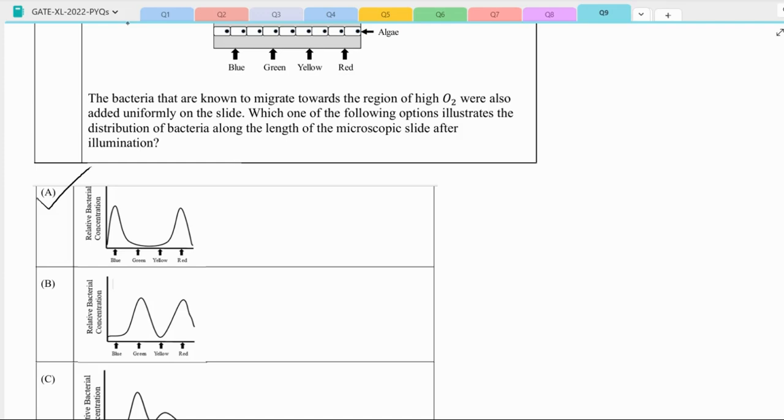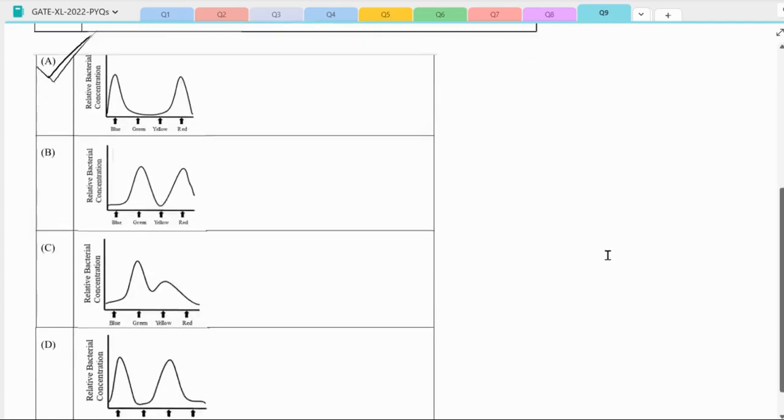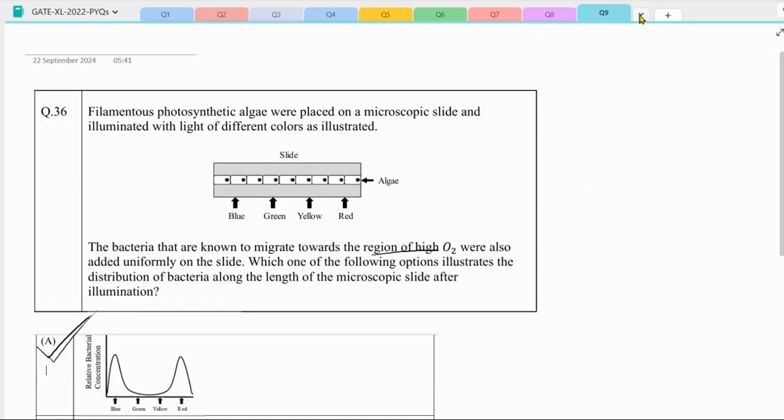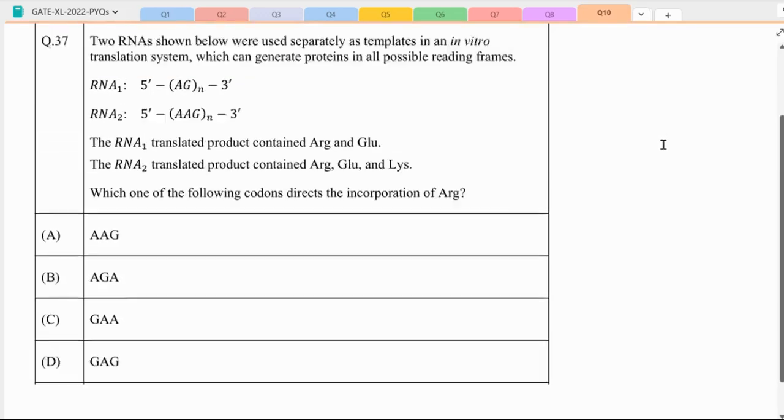So that is why the bacteria which are known to move to the region of high oxygen levels tend to go towards the blue and the red region, and their concentration is pretty less in the green and the yellow region. Basically the optical properties of the microalgae determine the underwater light distribution that directly correlates with the growth. So that's the reason why this is the correct option. If you have done some good courses in botany, then this is something that you would be aware of. Exactly, this was asked in the 2022 paper. Moving on to the next question.